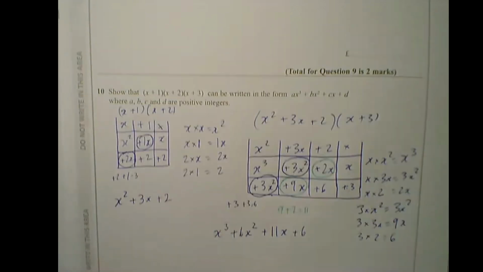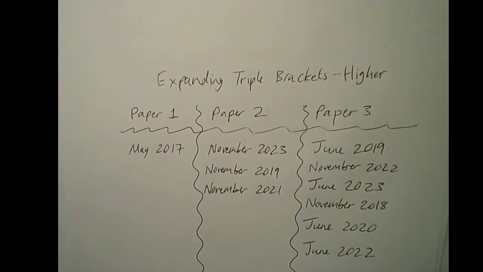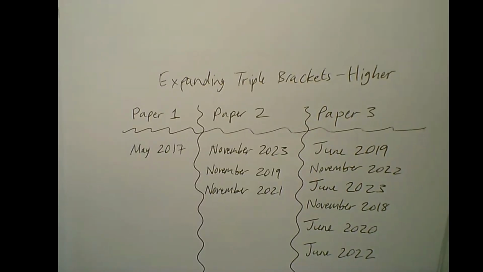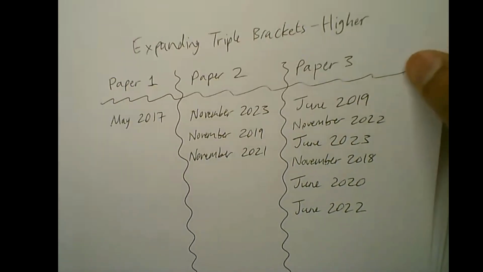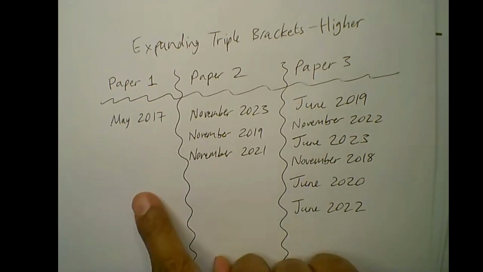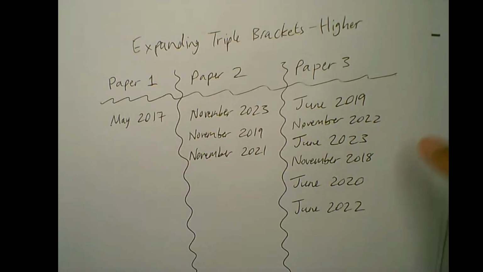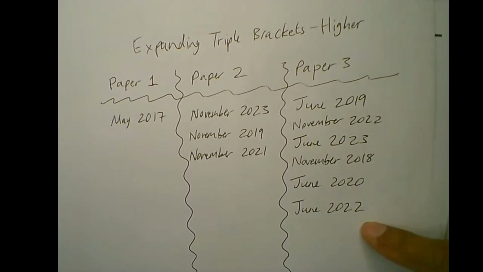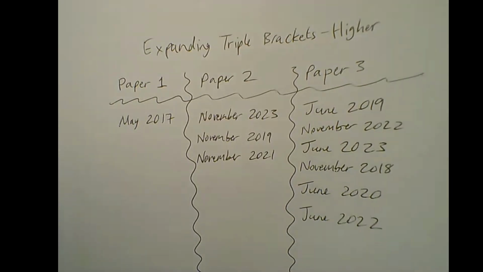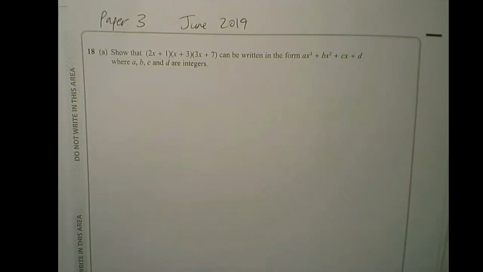Let's go to the next thing. So this is my kind of analysis of triple brackets and when it's come up, and you can see quite clearly it comes up in all papers, calculator, which is paper 1, and non-calculator papers. You can see there's a pattern clearly. It's appeared more times in paper 3 than any other papers. All right, so here is our next question.